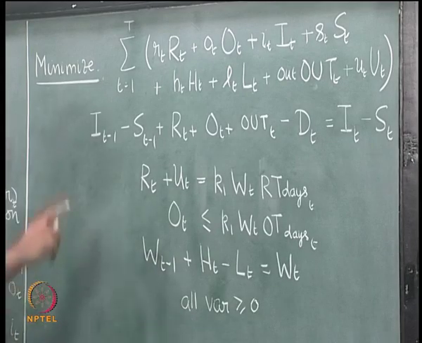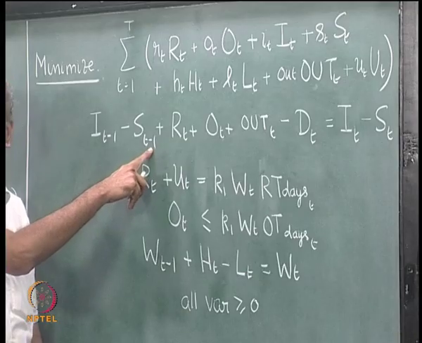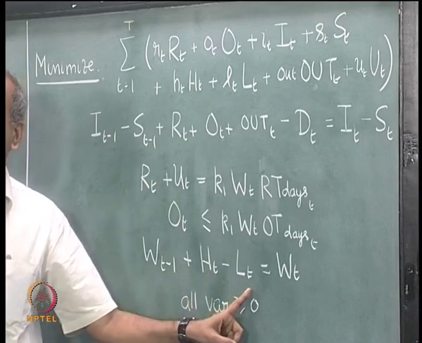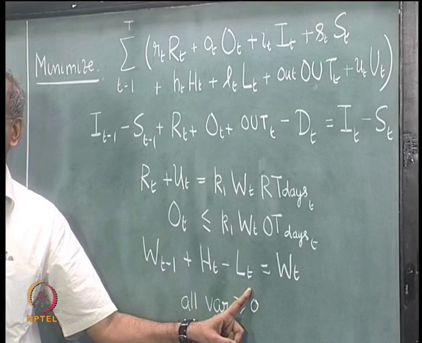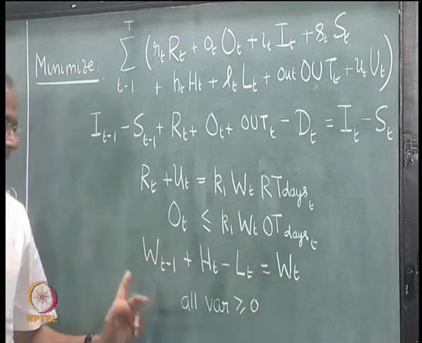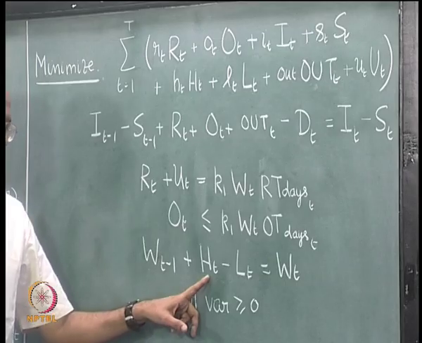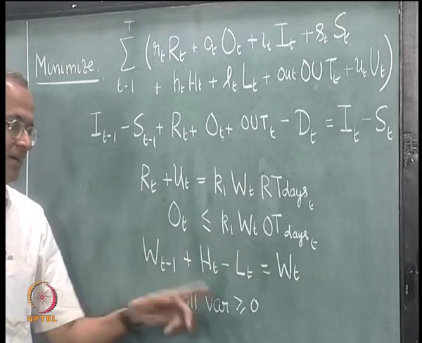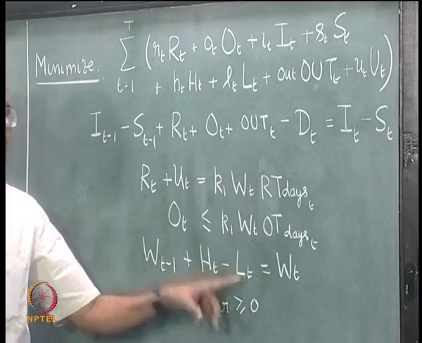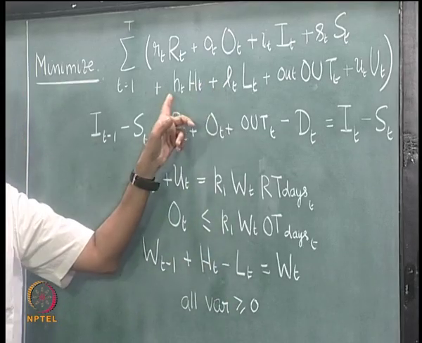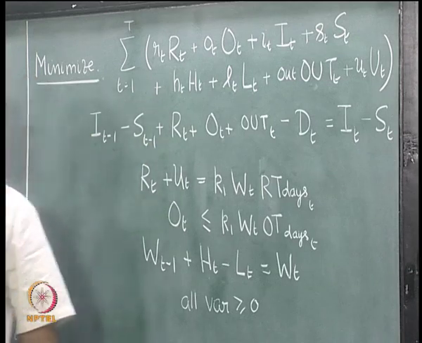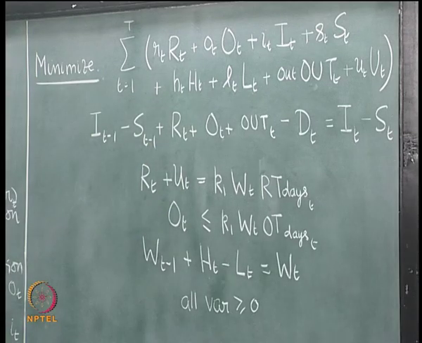We have taken care of that by this IT minus 1 minus ST minus 1, as well as by the HT minus LT. So, if WT is bigger than WT minus 1, HT will take a value. If WT is smaller than WT minus 1, LT will take a value. Both attract costs which are greater than or equal to 0. So, let us go back and check in the spreadsheet as to what the solutions are.